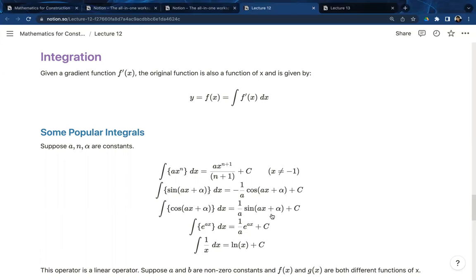Integration is way harder than differentiation. It is way harder to figure out what function gave this gradient function. Generally, if I give you a gradient function, it's not easy to figure out what the original function was. But it's very easy to differentiate. You can differentiate almost anything, right?